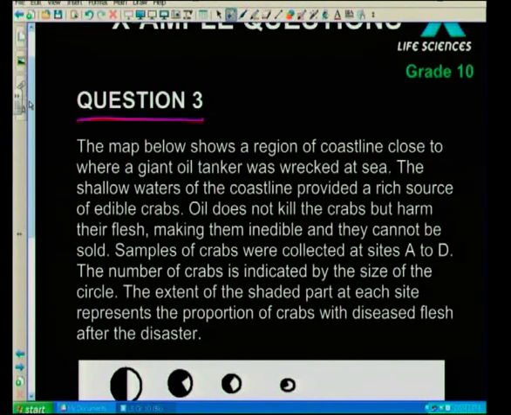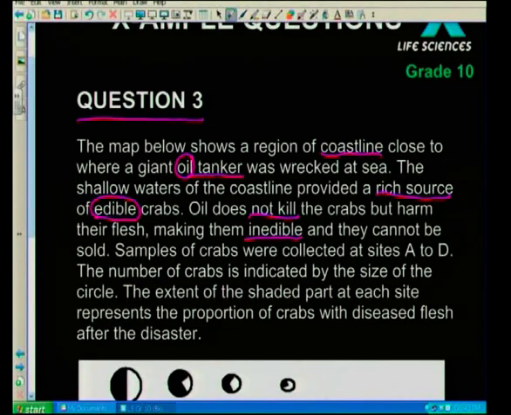It says the map below shows a region of the coastline close to where a giant oil tanker, now that word oil, you're going to see, is very important later on, was wrecked at sea. The shallow waters of the coastline provided a rich source of edible crabs. Oil does not kill the crabs, so the crabs don't die from it, all right, but harms their flesh, making them inedible, which means you cannot eat them because they've been contaminated. Right, there's that word contaminated I was talking about earlier on when I said it's not fit for human consumption.